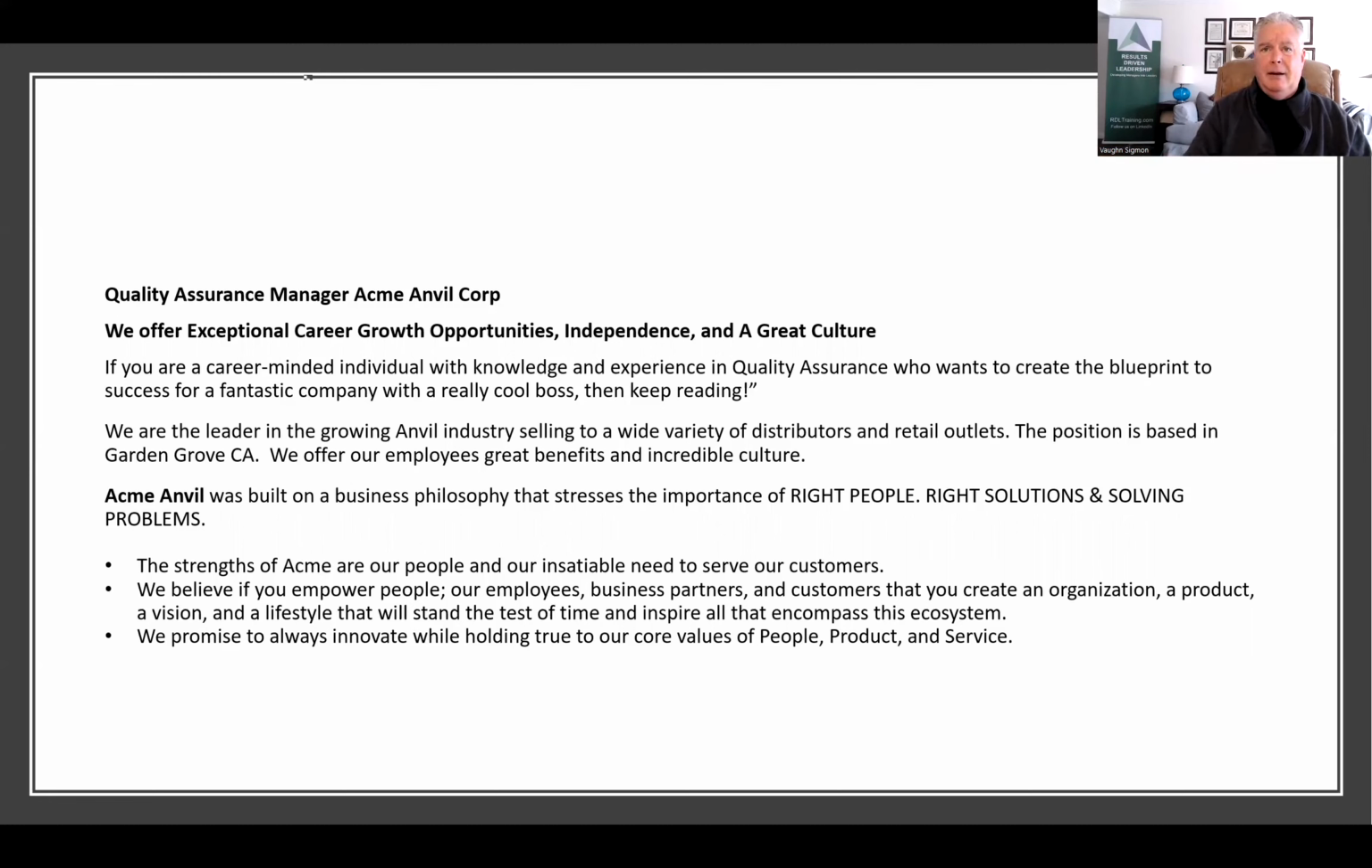And when you put in the first couple sentences, hey, if you want to work for a really cool company with a really cool boss, come on over. That's what people are looking for. That keeps them reading, and it makes you stand out from a recruiting process.